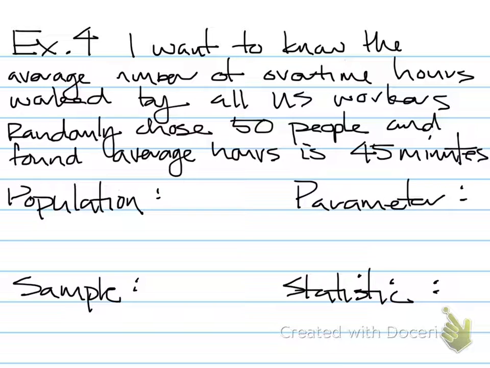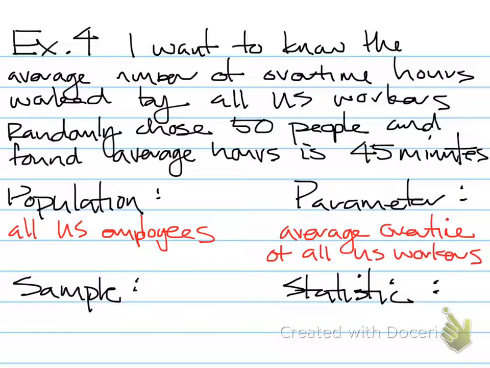All right, in this example, what's being studied is I want to know the average number of overtime hours worked by all U.S. workers. I'm going to randomly choose 50 people, and I found that the average hours worked is 45 minutes. The population we're looking at is all U.S. employees. The parameter would be the average overtime that's worked by all U.S. workers. The sample would be the 50 people that I randomly chose, and the statistic would be 45 minutes, the average time for that sample.